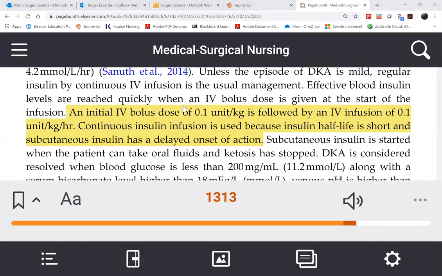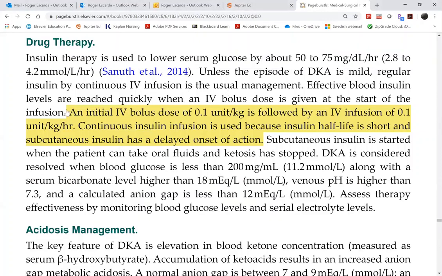Initial therapy. Let's start with this one right here. IV bolus dose of 0.1 unit per kilogram is followed by an IV infusion of 0.1 unit per kilogram per hour. Continuous insulin infusion is used because insulin half-life is short and subcutaneous insulin has a delayed onset of action. All right, that's pretty clear, right? So this is all about insulin therapy.